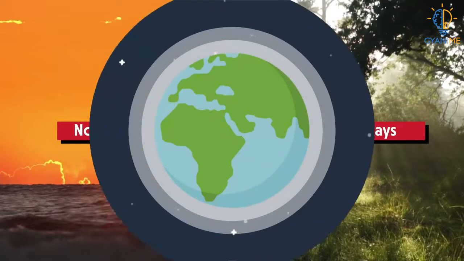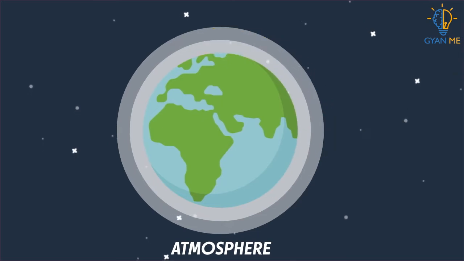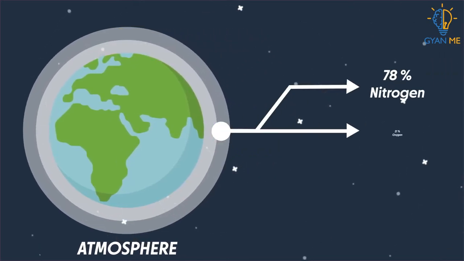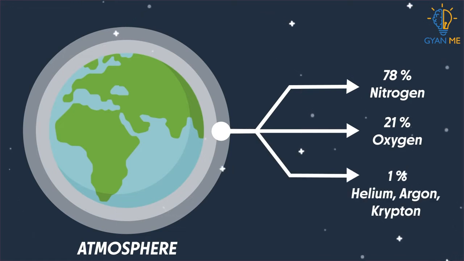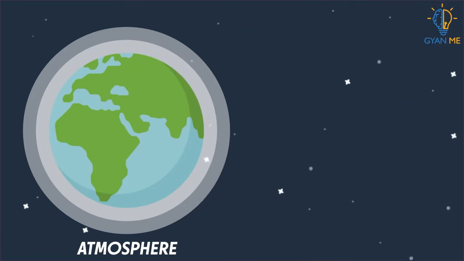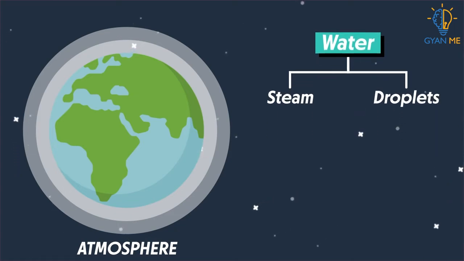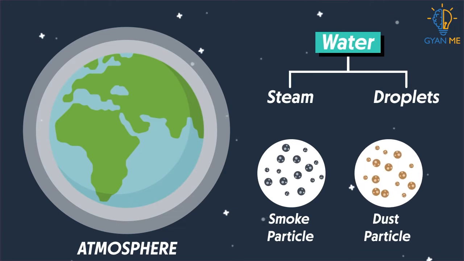You already know that a thicker layer of gas surrounds the earth. Yes, it's the atmosphere. The atmosphere consists of 78% nitrogen and 21% oxygen, and the remaining 1% are gases like helium, argon, krypton, etc. Not only this, but the atmosphere also contains a certain amount of water, both in the form of steam and droplets, as well as smoke particles, suspended dust particles, etc.